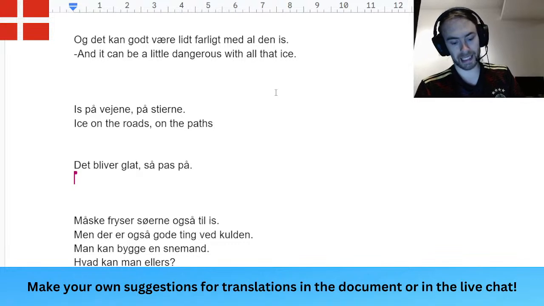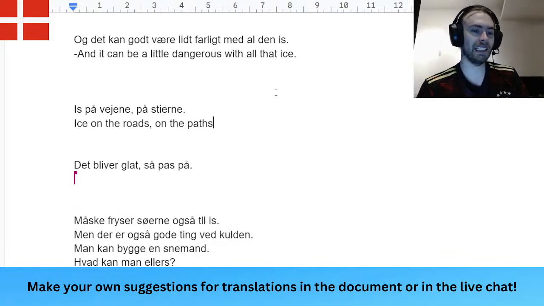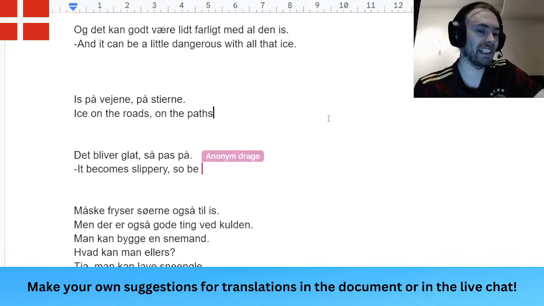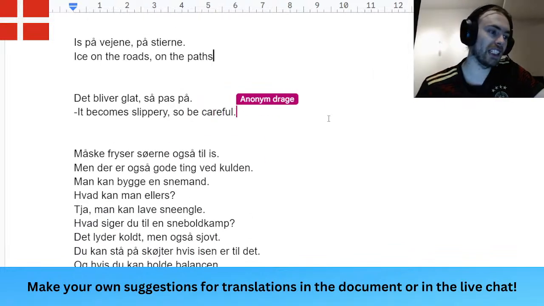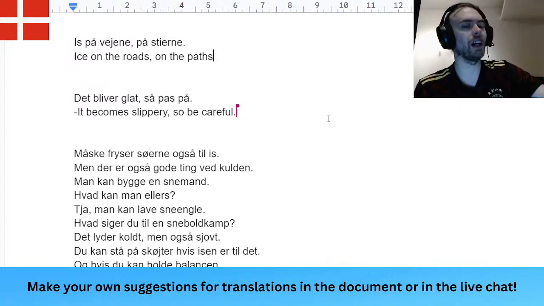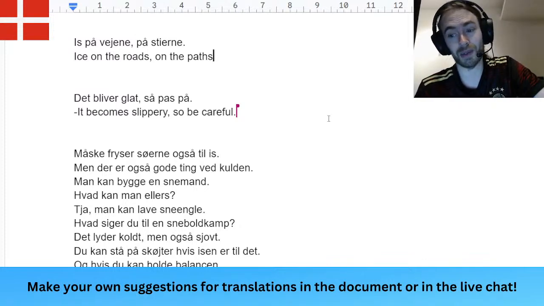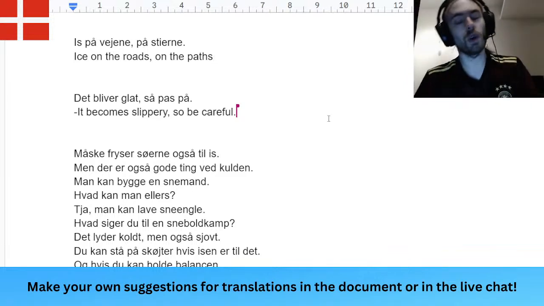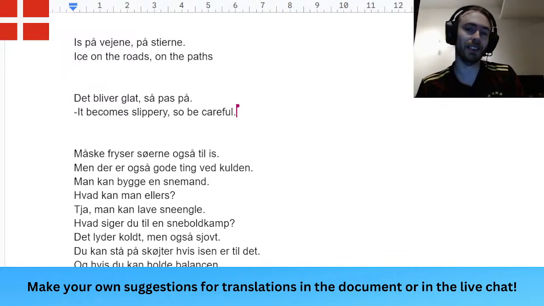Det bliver glat, så pas på. What is glat? Glat, glat. It becomes slippery. Yeah, slippery or dicey. Glat. Glat som en ål. Slippery like an eel. So be careful. Yeah, pas på is like be careful or watch out. Pas på, you'll hear it a lot, like in traffic or many other contexts when there's physical danger or risk. Someone will be like, hey, pas på, pas på. Right? Also something less urgent, but yeah, it's a good example.